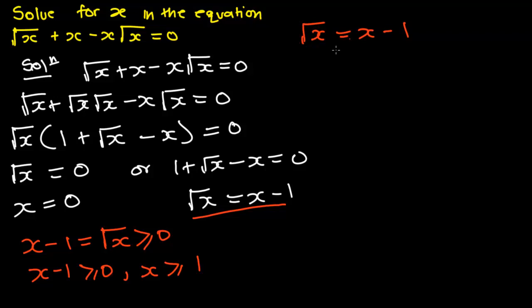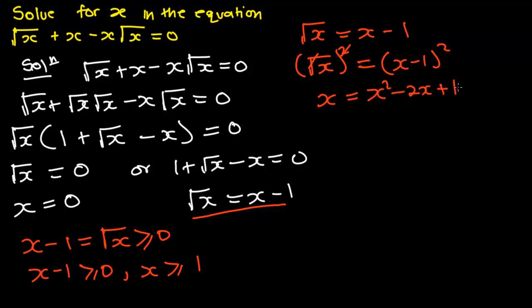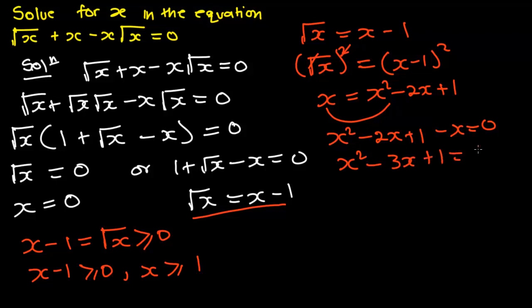So let us square both sides so that we get rid of the square root over here. So we are going to have the square root of x all squared equal to x minus 1 all squared. And then from here, the square will cancel the square root. So x will be equal to x squared minus 2x plus 1. And from here, let us move x to the right hand side. So we are going to have x squared minus 2x plus 1 minus x equal to 0. So we have x squared minus 2x minus x, which gives us minus 3x, plus 1 equal to 0.